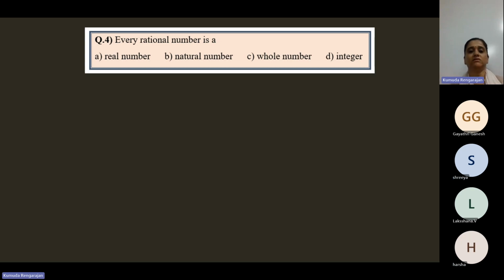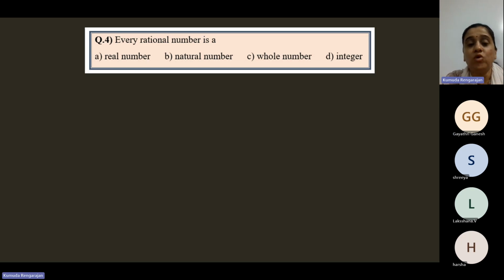Every rational number is a? It's an integer, ma'am. Every rational number is a? Real number. Every rational number is a real number. Every irrational number is also a real number. Very good. You can just make a note. Every rational number is all of these, right, ma'am?